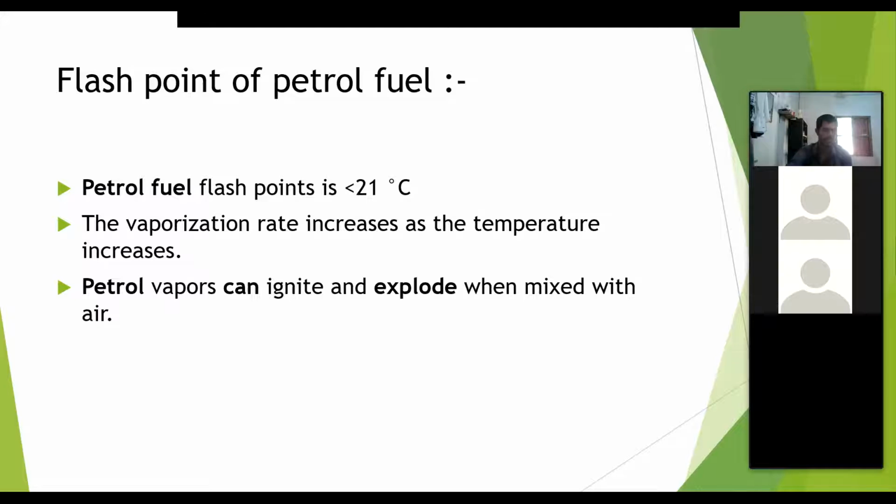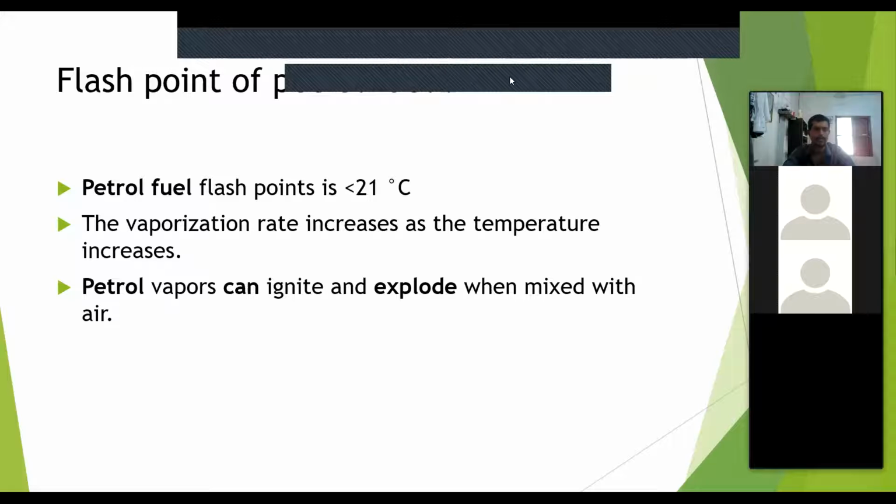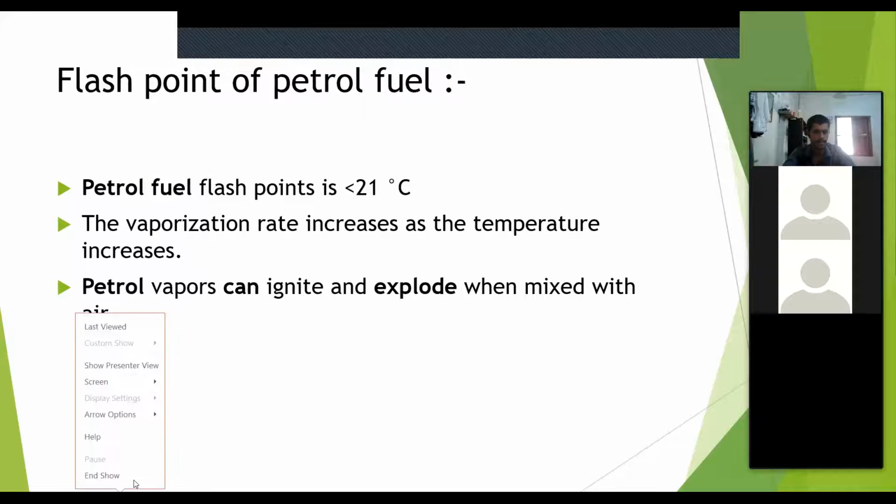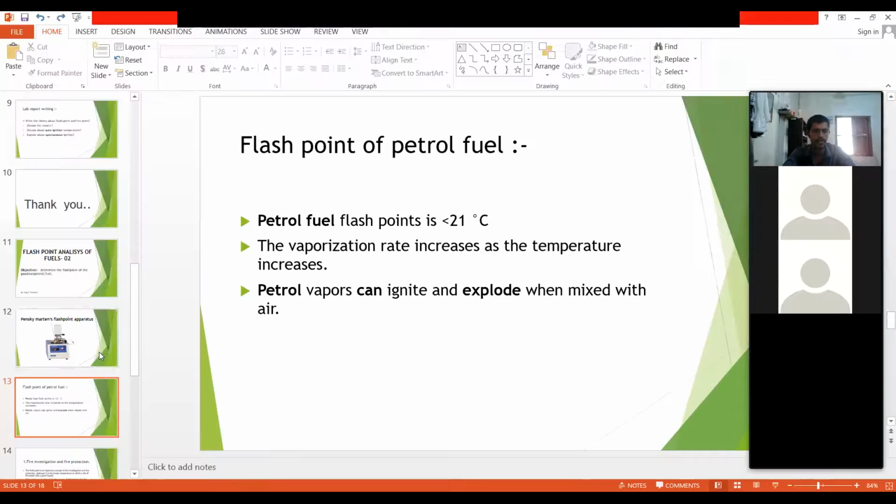I already told you in the first session, in this session we are mainly focusing on applications of this kind of test, the flash point test. I took 3 applications from the internet, and I'll explain those applications deeply later.